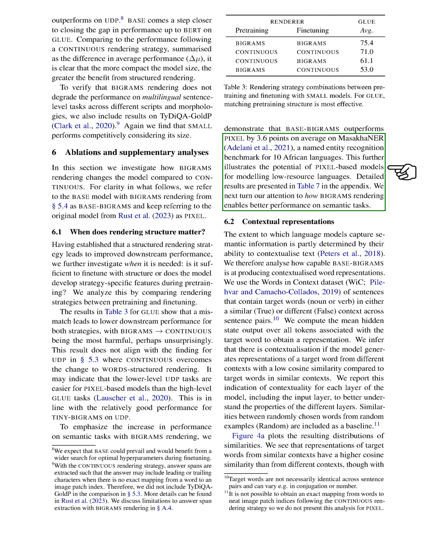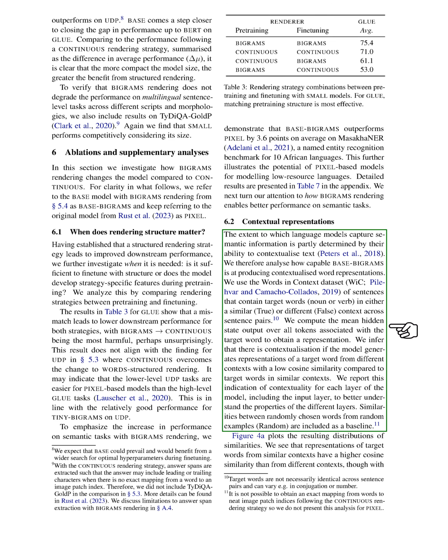We've also found that base bigrams outperforms Pixel by 3.6 points on average on MasakhaNER, a named entity recognition benchmark for 10 African languages. This highlights the potential of pixel-based models for modeling low-resource languages. We then turn our attention to how bigrams rendering enables better performance on semantic tasks. We found that the extent to which language models capture semantic information is partly determined by their ability to contextualize text. We've analyzed how capable base bigrams is at producing contextualized word representations using the Words in Context dataset.